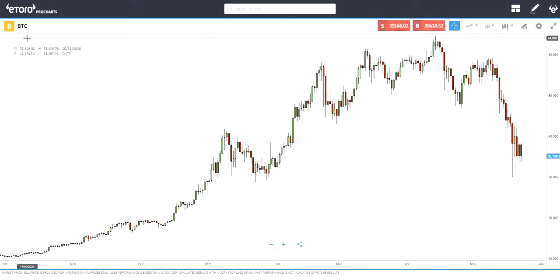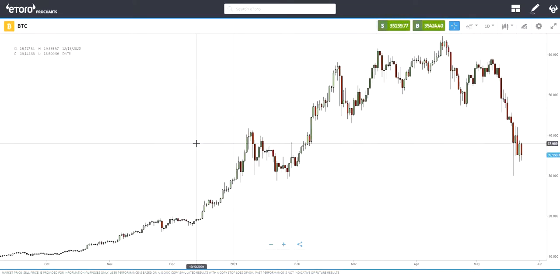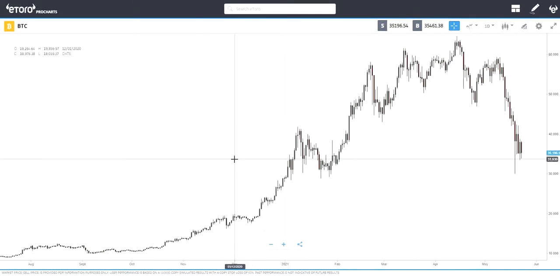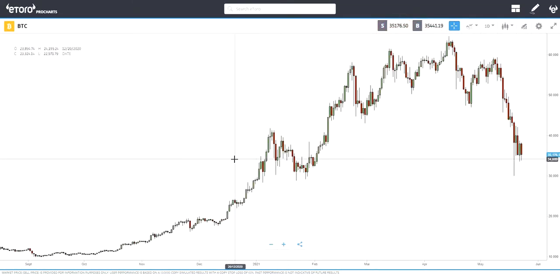Why I chose Bitcoin for today is just because everyone is talking about Bitcoin after it just went up to here, just above 64,600, close to 65. Then it started to come back, and now today the price is around 35k-ish. I'm not saying that you should use this indicator for Bitcoin, but let's have a look and see what this indicator has to offer.